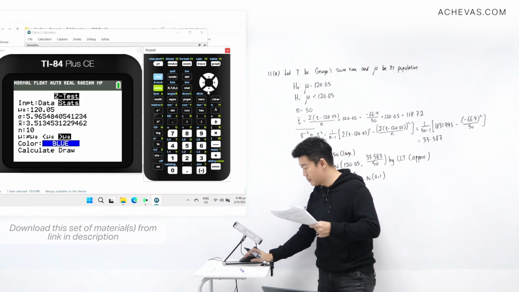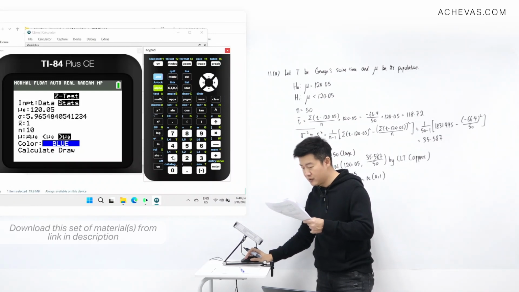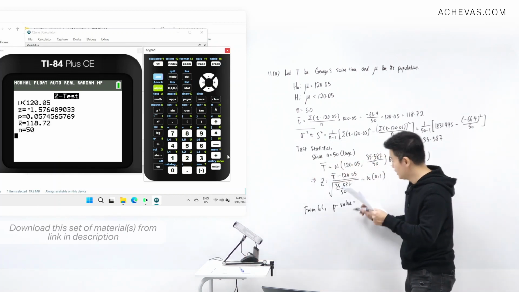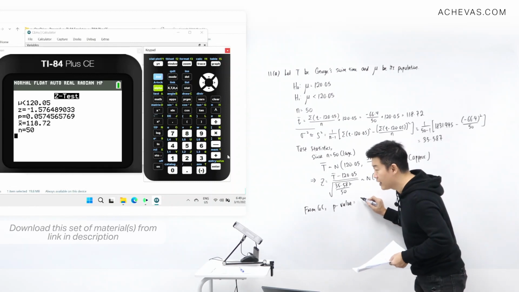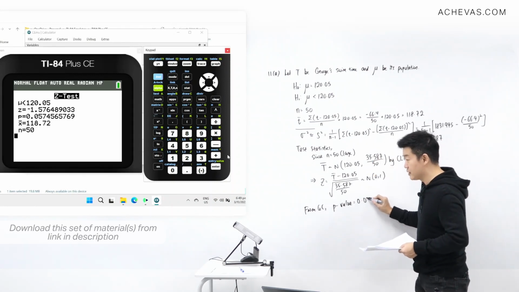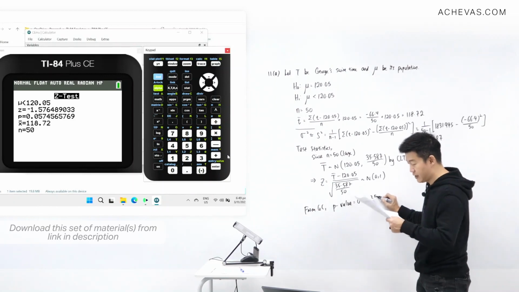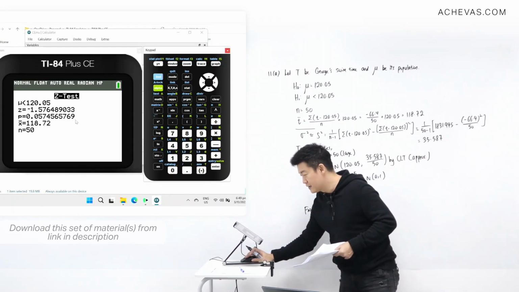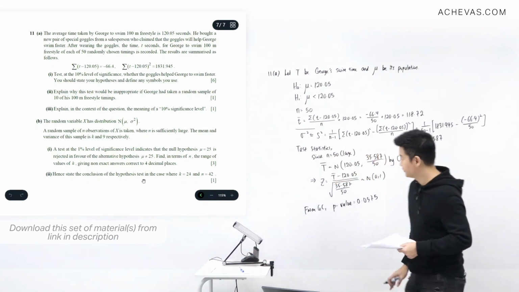And x bar, which is the sample mean, is going to be 118.72. Let me press it in. And the sample size is 50. We are doing a left tail test. Let's take a look at what the p-value is. So let's do a calculation. According to what we have here, the p-value is equal to 0.0575. Okay, we have a p-value of 0.0575.